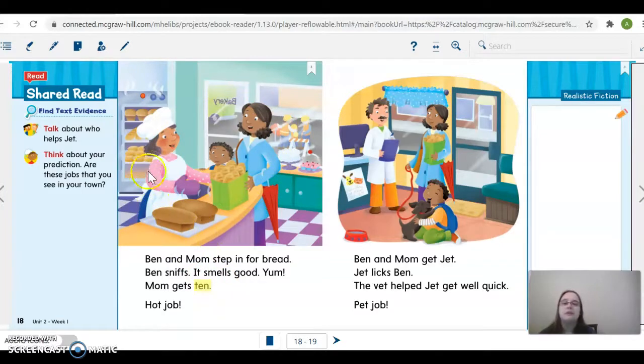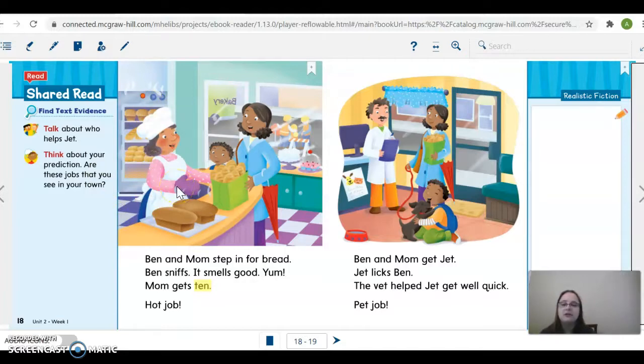So this job is a baker. So she bakes bread and probably some cakes, as we see in the picture, some cupcakes, all sorts of different things. So she is a baker. And we know she's a baker because in the picture, she is baking bread in the oven.